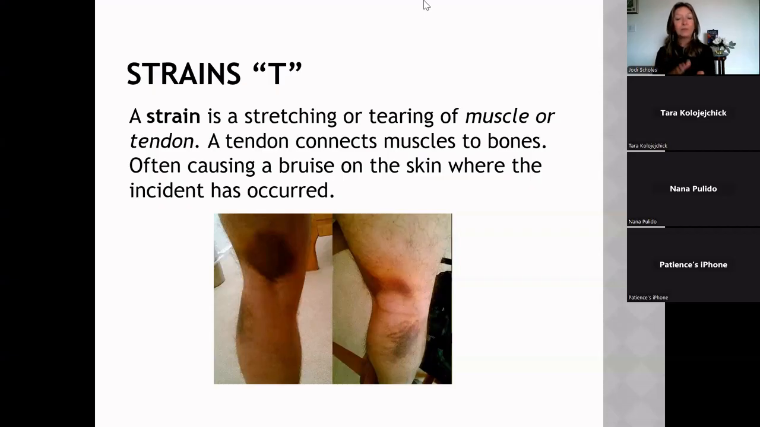Because of that, when a tendon is strained, you can see this type of coloring, this type of bruising in the area of the strain. That's all you need to know. Sprains relate to ligaments. Strains with a T, just like tendon, strains relate to tendons and muscles.